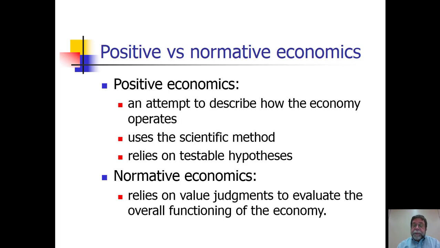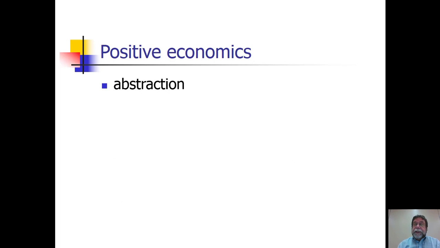The second statement relies on this notion of fairness. Might two people agree as to what happens, but disagree in terms of whether they think the income distribution is more or less fair? As a result of that, the second statement is normative and the first is positive. Positive economics relies on the use of abstraction.